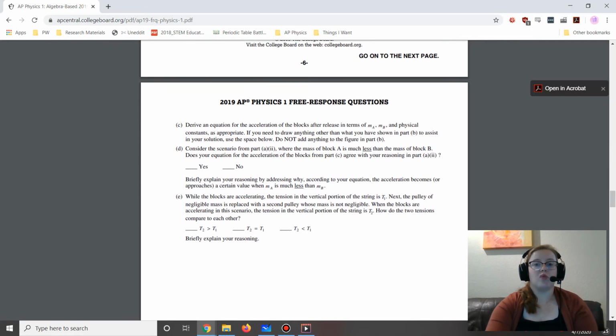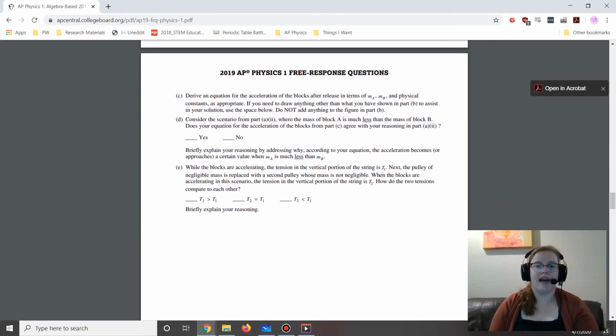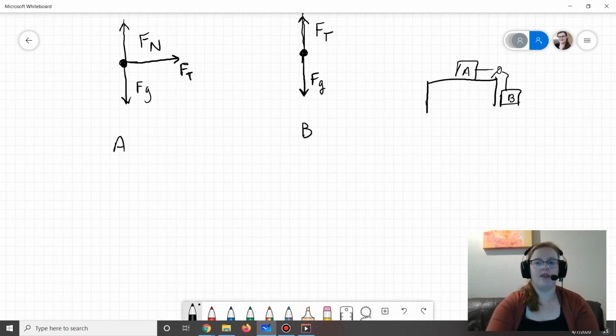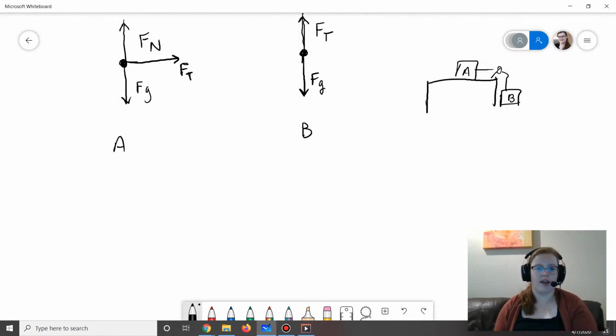Part C says derive an equation for the acceleration of the blocks after release in terms of m sub A, m sub B, and physical constants as appropriate. If you need to draw anything other than what you have shown in part B to assist in your solution, use the space below. Do not add anything to the figure in part B. Well, you don't need to add anything to the figure in part B, but let's go ahead and derive our equation for that scenario. I'm going to leave these right there as we derive the equation.